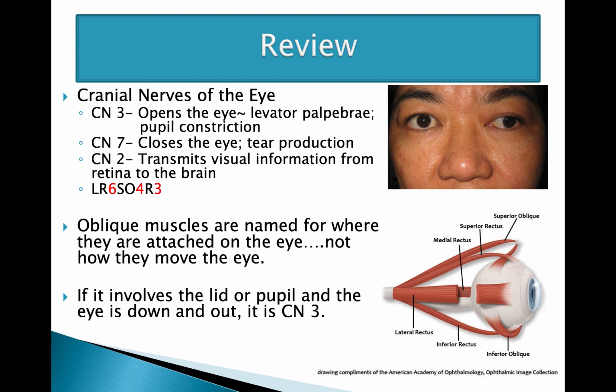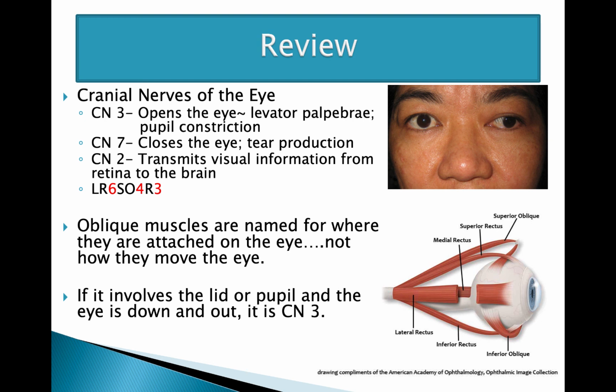And now I like to use the acronym, which I'm sure most of you were taught in PA school, LR6SO4R3. That stands for the lateral rectus is innervated by cranial nerve 6, the superior oblique is innervated by cranial nerve 4, and the rest are innervated by cranial nerve 3.